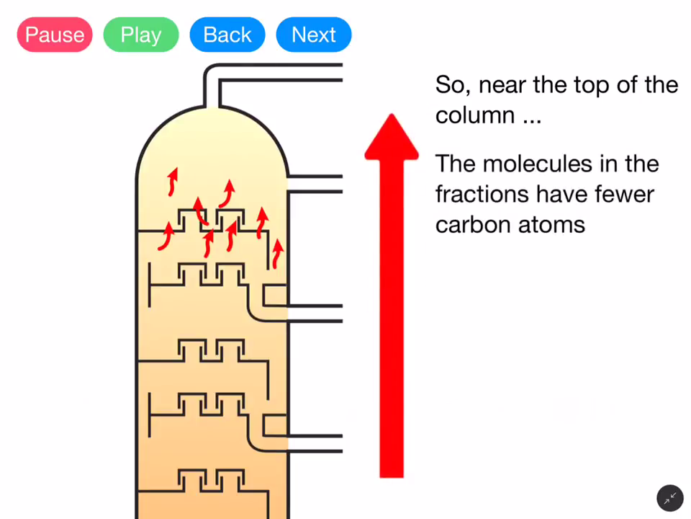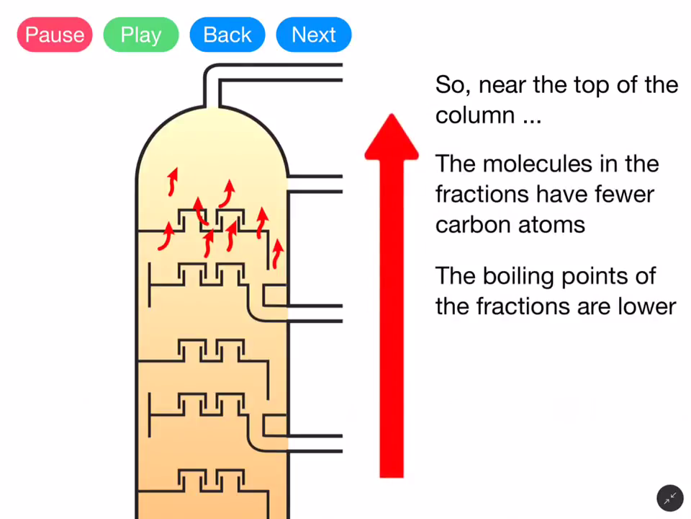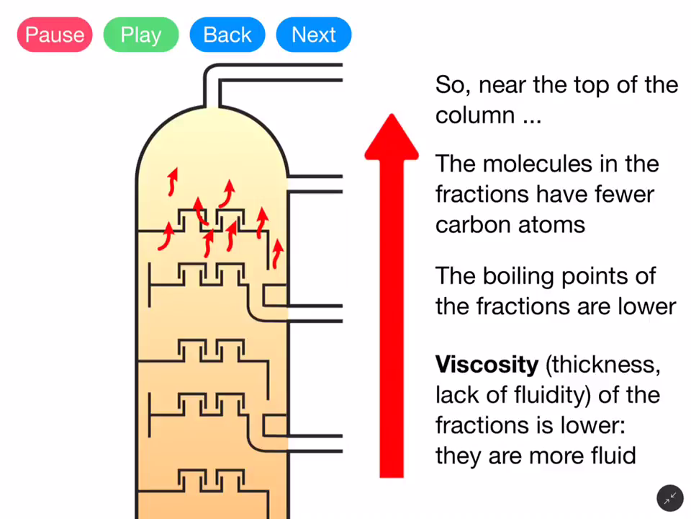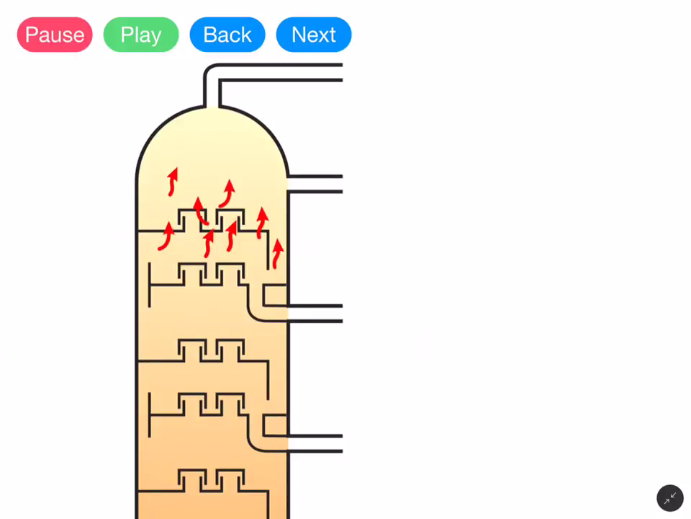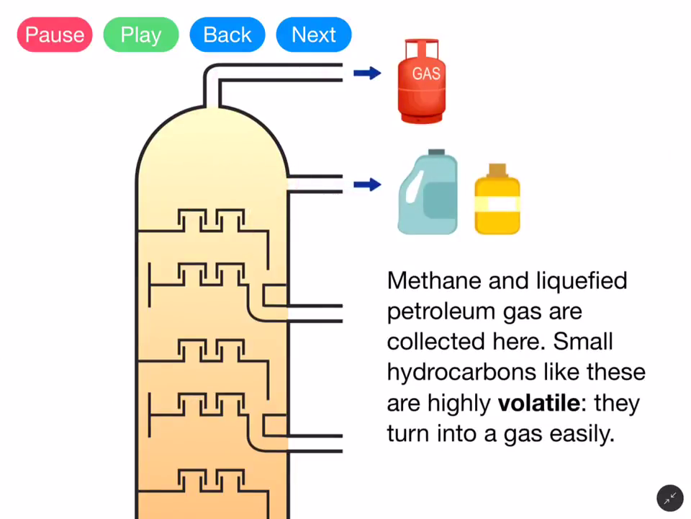So, very small hydrocarbons have low boiling points and are not viscous. They are very fluid. So, which are the first fractions to be collected here at the top of the column? They are methane and liquefied petroleum gas, LPG.